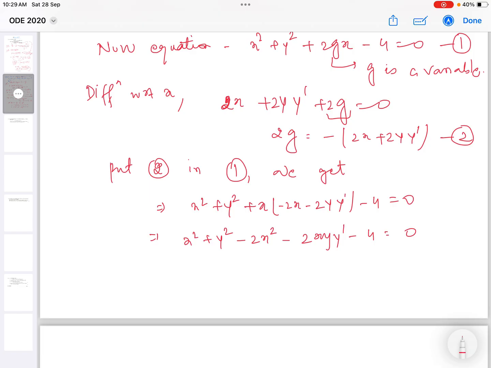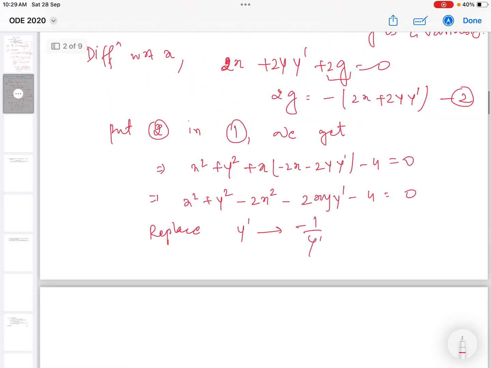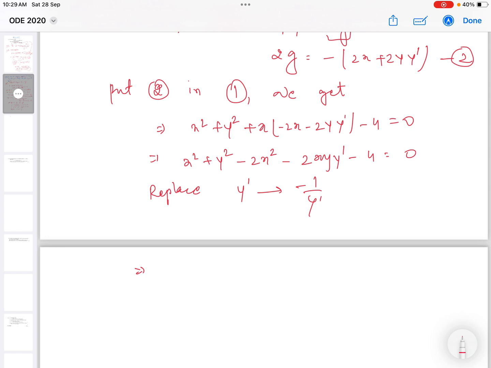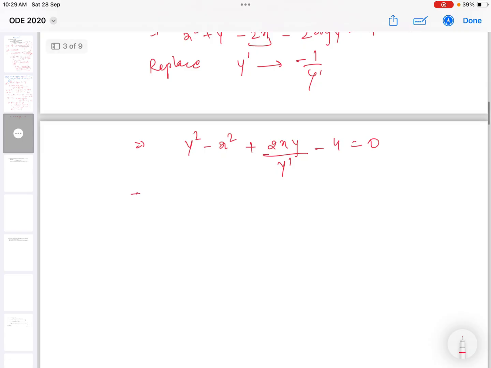Fine. Now we replace y dash with respect to minus of y dash, and it becomes y square minus x square, sorry, 2xy y dash minus 4 equals 0. I think we are done. So y square minus x square y dash minus 4y dash plus 2xy equals 0.